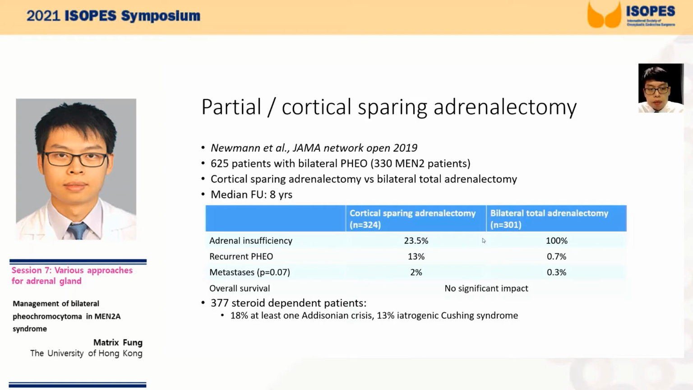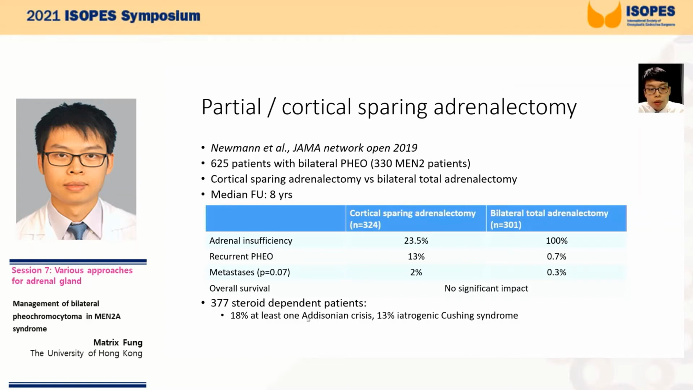The rate of recurrent pheo is 13%, which is lower than the 38% suggested by the previous guideline. And more importantly, the rate of metastasis is not significantly different from that of a total adrenalectomy approach. And there is also no impact on overall survival.